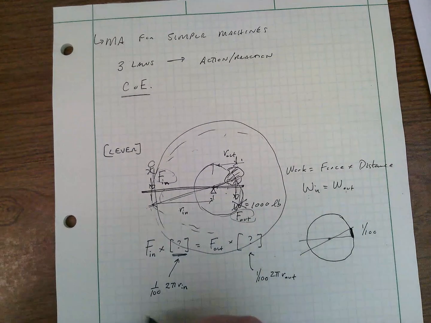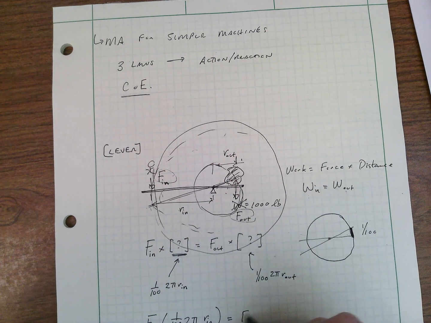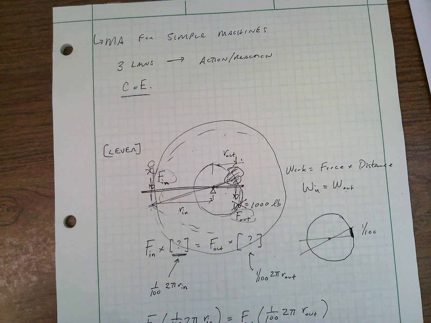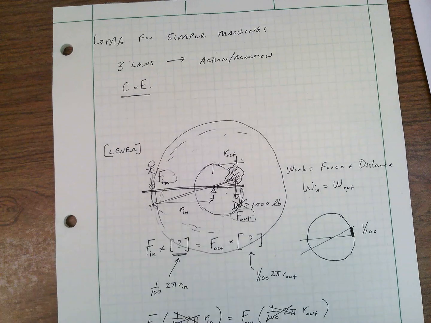Okay, so putting these together, I get F in times 1/100th 2 pi r in. And again, the 100th is arbitrary, right? I could make that another variable, you know, alpha or something. And you'll see they're going to cancel out. 2 pi r out. Okay, and these guys are equal, so these terms here are all going to drop out. So I get F in R in.